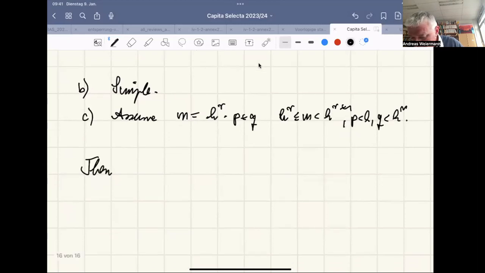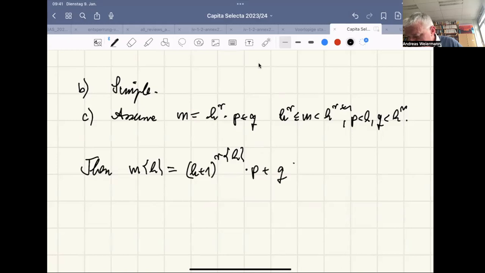Then M of K is what? (k+1)^(r_k) times (p + q_k). What has to be checked? This one has to be smaller than (k+1)^(r_k), this one has to be smaller than this. M of K has to be bounded from below by this one, that's fine, and from above by (k+1)^(r_k + 1).